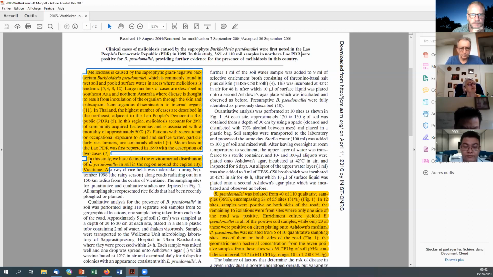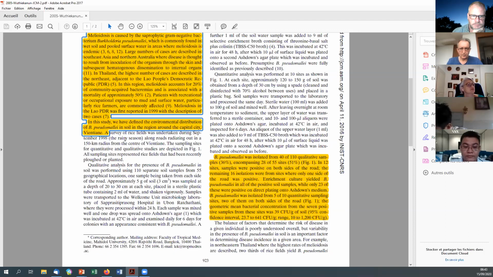Then we have a phrase that says, in this study, we have defined, I would have put just we defined, the environmental distribution of B. pseudomallei in soil in the region around the capital city Vientiane. Now this sentence here, I would have left at the end of the introduction, but here it's at the beginning of the methods. So, you know, it's a bit of a gray area here, but for me, I would have put it in the introduction. We're going to come back to this different structuring.